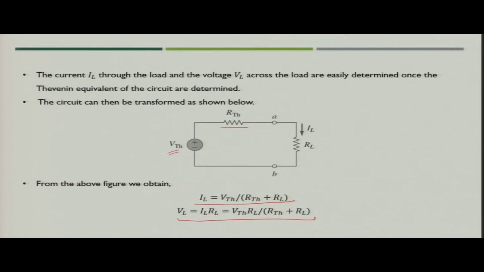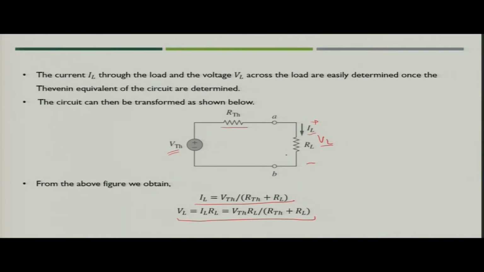Now, the voltage across the load, that is VL in this case, would be IL into RL, and you will simply get the value of VL as VTH into RL divided by RTH plus RL. So, when you get the values of RTH and VTH, you can easily find out the variables across the load, that is voltage and current.